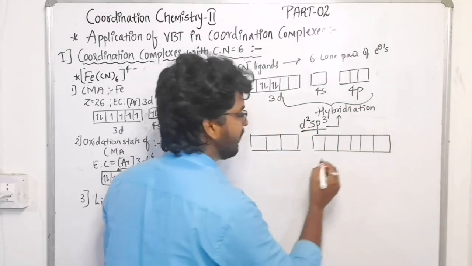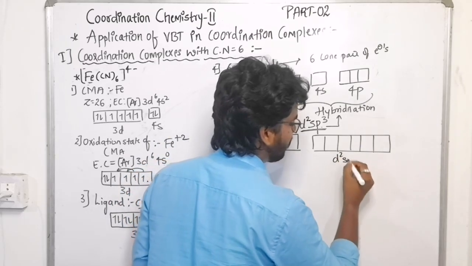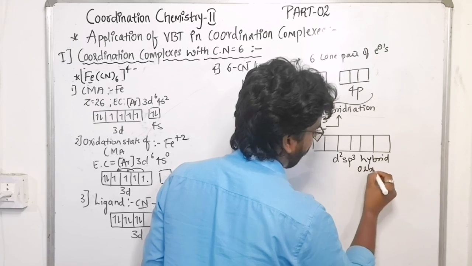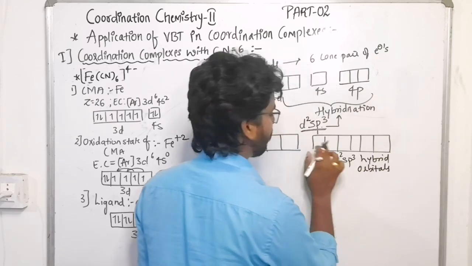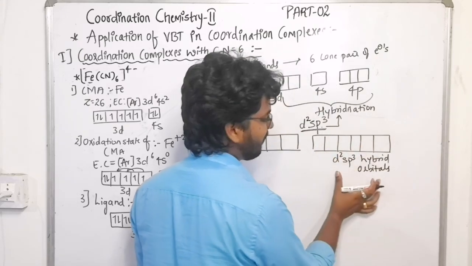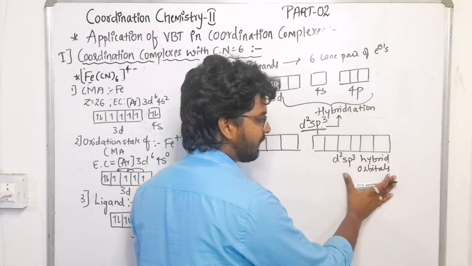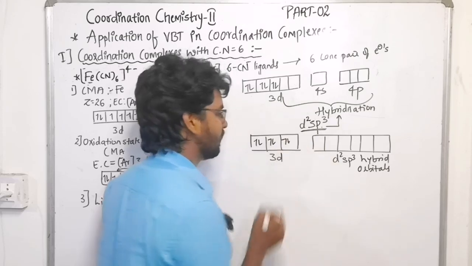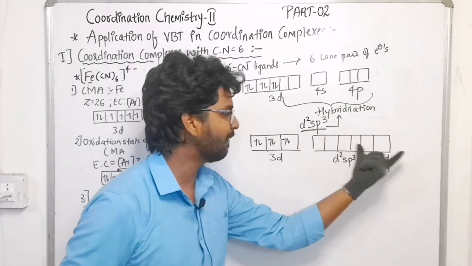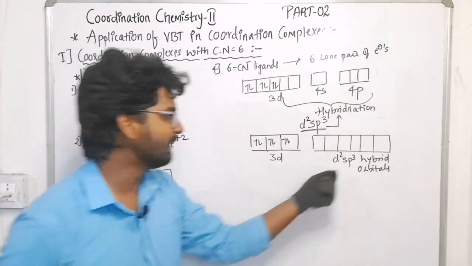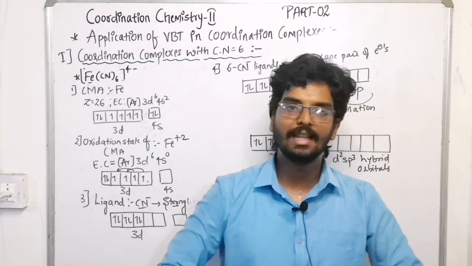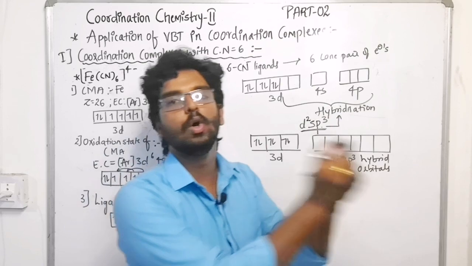That means, see here, these are the d2sp3 hybrid orbitals. All are having what? Equal energy. See here, 1, 2, 3, 4, 5, 6 d2sp3 hybrid orbitals are there, and this is your 3d having 6 electrons. So all these are having equal energy. So when the hybrid orbitals are ready, now the ligand will donate the lone pair of electrons.